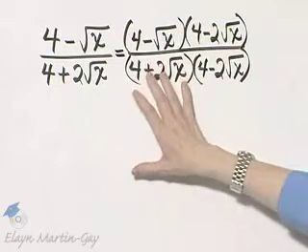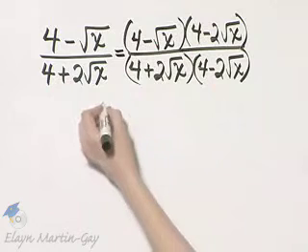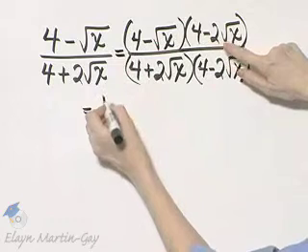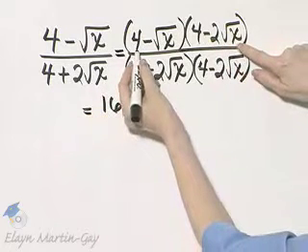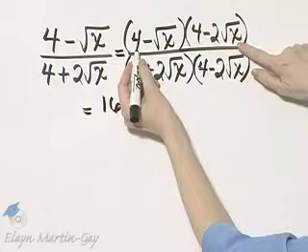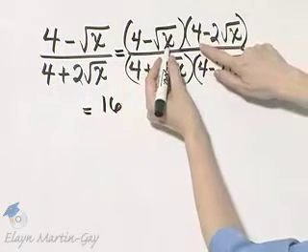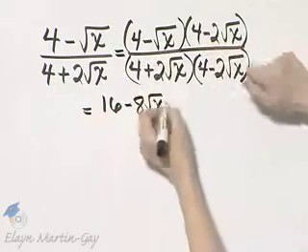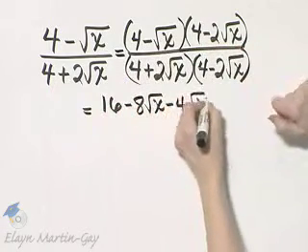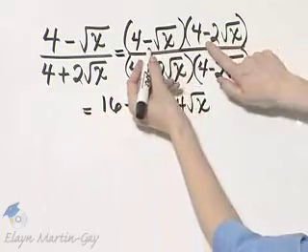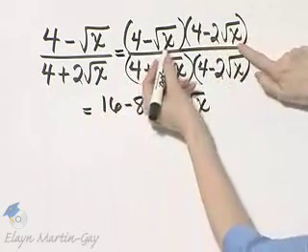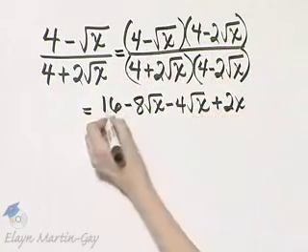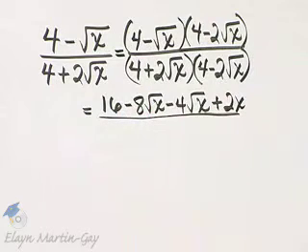We can think of this in the numerator as a binomial times a binomial, so I'll use the FOIL order of multiplying. First times first is 16. That's minus 8 square root of x minus 4 square root of x. Let me write that down for you. Minus 8 square root of x minus 4 square root of x. And then last times last, that's positive 2, and then square root of x times square root of x is x. So plus 2x. What do we have in the denominator?